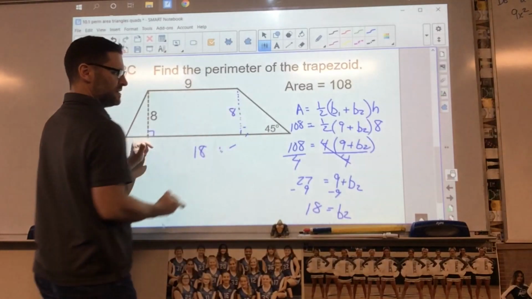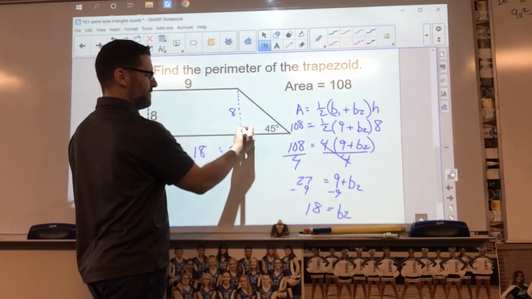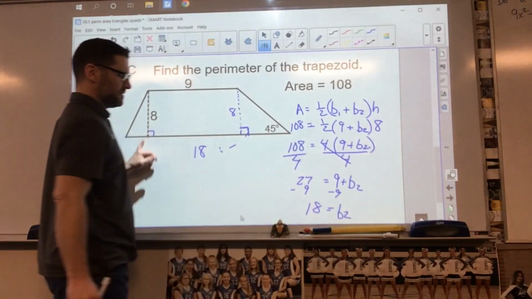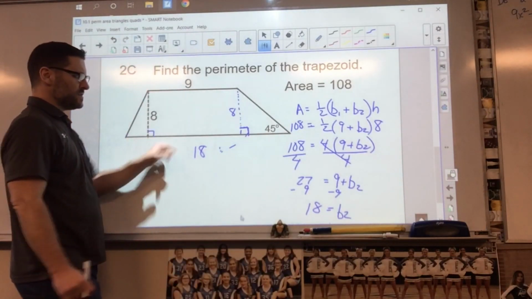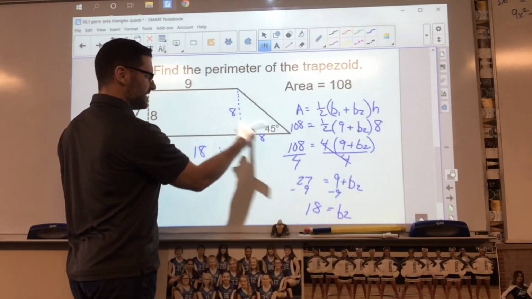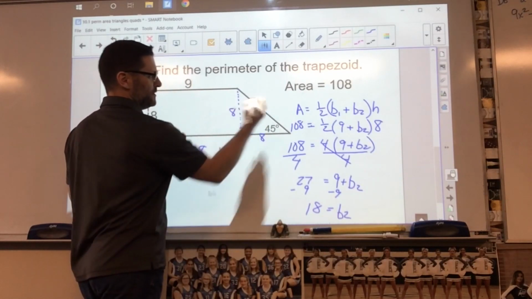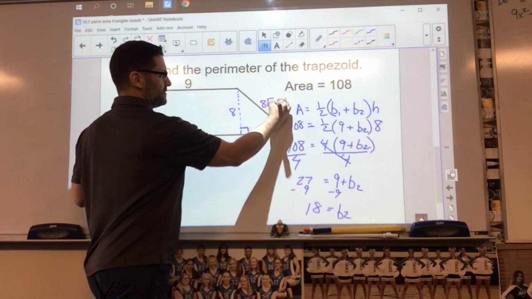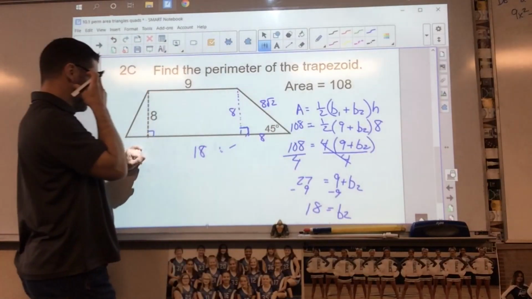That's 8. And that makes this thing a 45, 45, 90 right triangle right there. 45, 45, 90. So if that's 8, then this little chunk here is 8. And it goes x, x, x radical 2, which makes that 8 radical 2. So I have that part. All right, a little bit more.